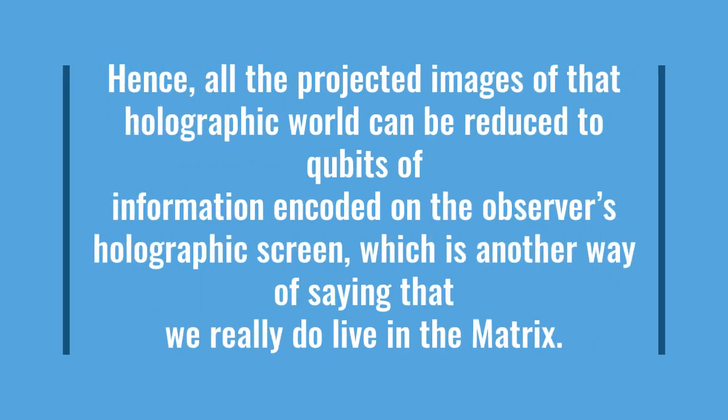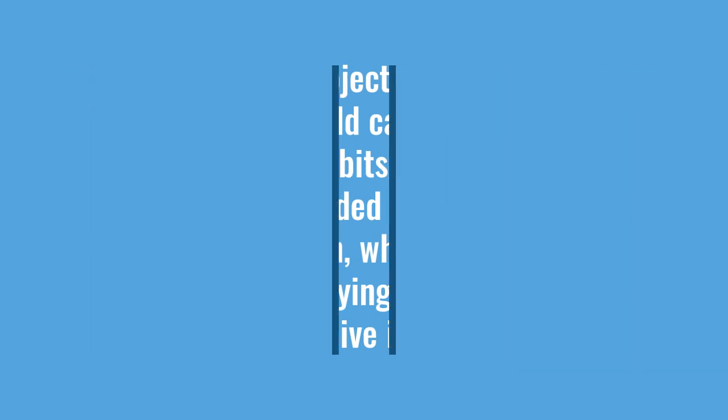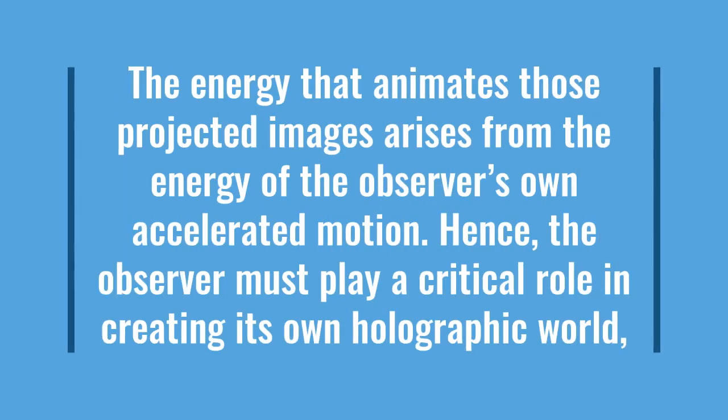All the projected images of that holographic world can be reduced to qubits of information encoded on the observer's holographic screen, which is another way of saying that we really do live in the matrix. The energy that animates those projected images arises from the energy of the observer's own accelerated motion, and so the observer must play a critical role in creating its own holographic world.